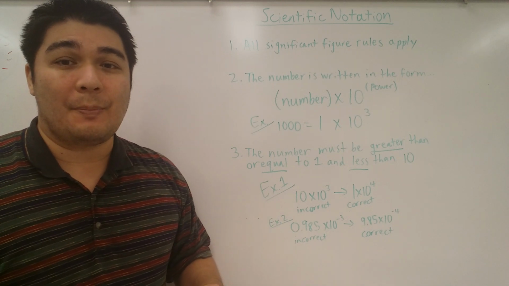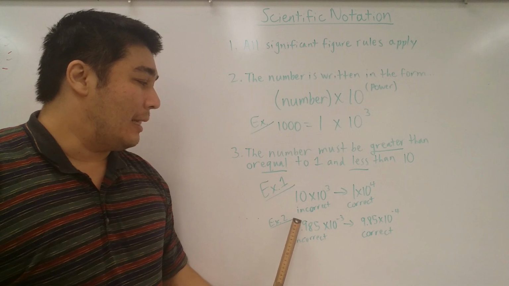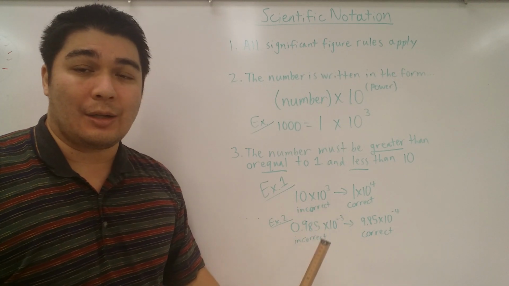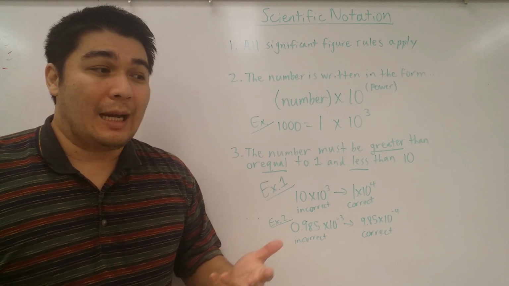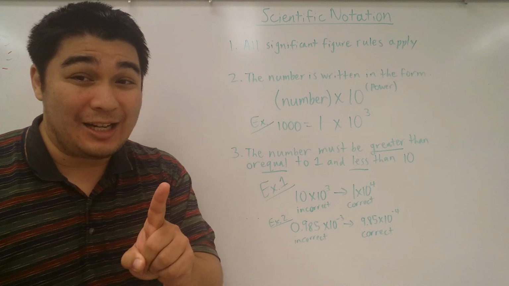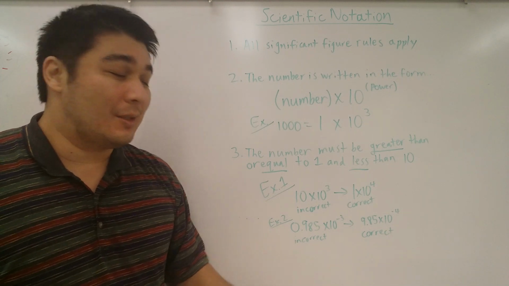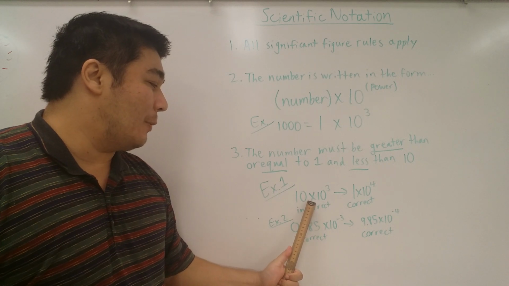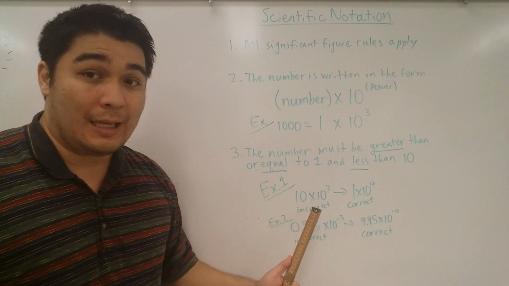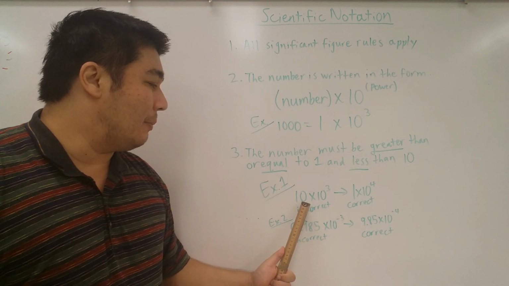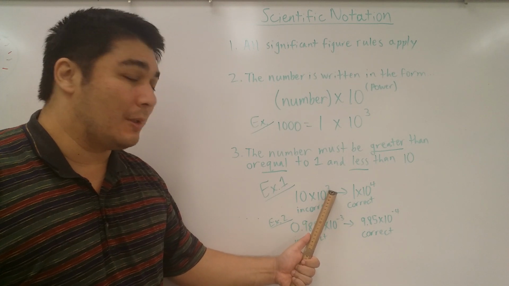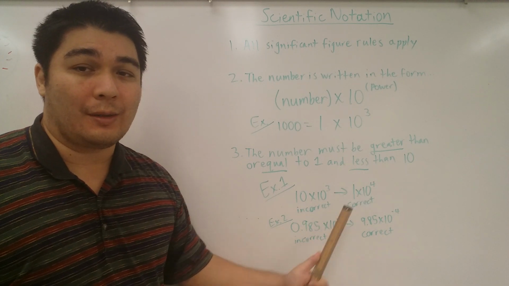So let's take some examples for that. I also made sure I put my incorrect and correct forms. For example, if I said 10 times 10 to the third, does that communicate the idea of 10,000? Yes, it does. But is it scientific notation? No. So we have to take the decimal point, which is right here, and move it over 1 space so that we keep significant figures. And because we moved it over 1 space to the left, we're going to raise this power by 1. So we're going to get 10 to the fourth.